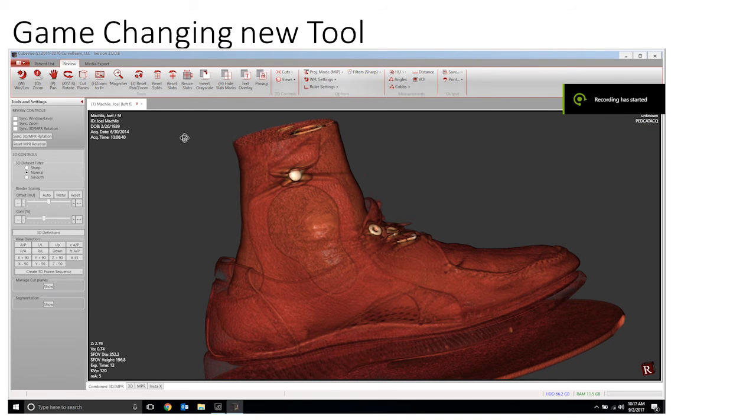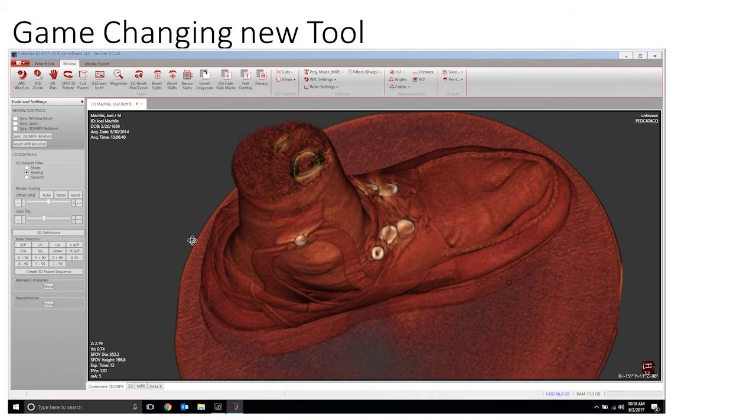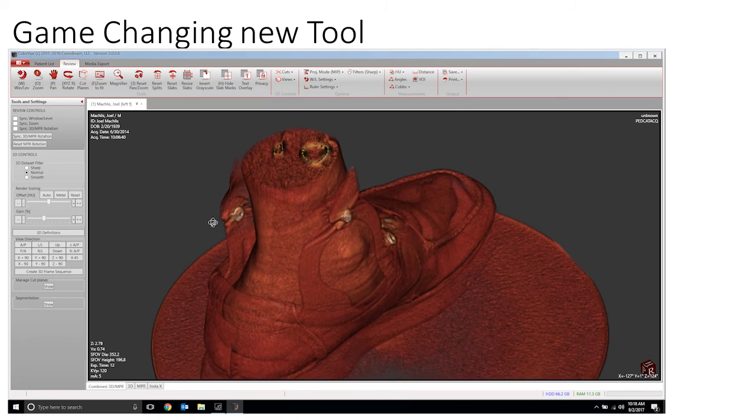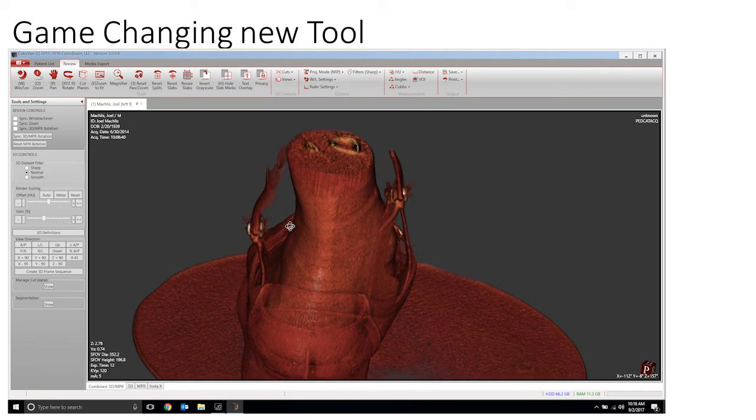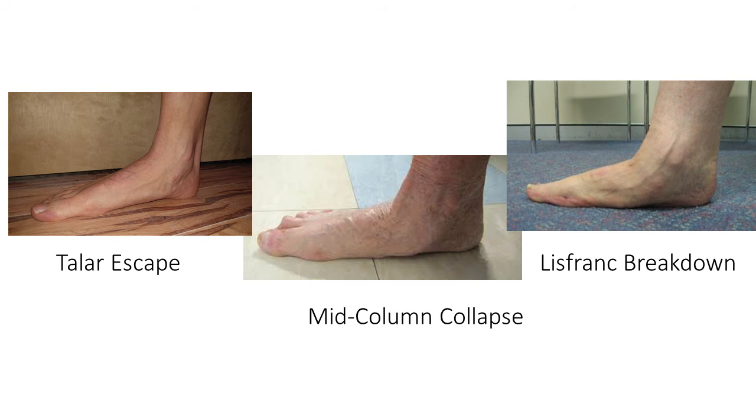Over time, I think it'll be obvious to everybody that three-dimensional rendering is going to be a game changer. We're going to have better, more reproducible results that we can depend on for the measurements of these types of pathologies. And back to our original, instead of describing each one of these pathologies as, say, posterior tib, why not use better language that's more descriptive and use talar escape, mid-column collapse, and Lisfranc breakdown? Distinguishing these categories is very helpful.